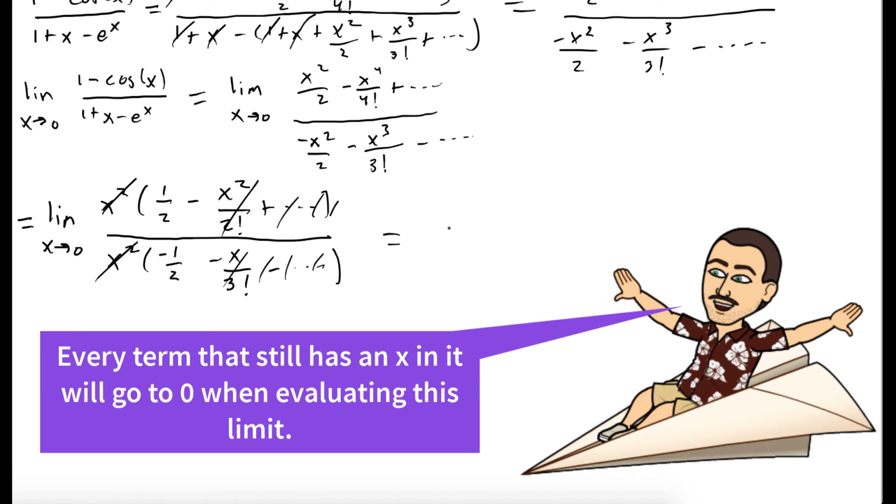All those higher power terms are going to go to 0. So we're left with 1/2 over negative 1/2, which is equal to negative 1.